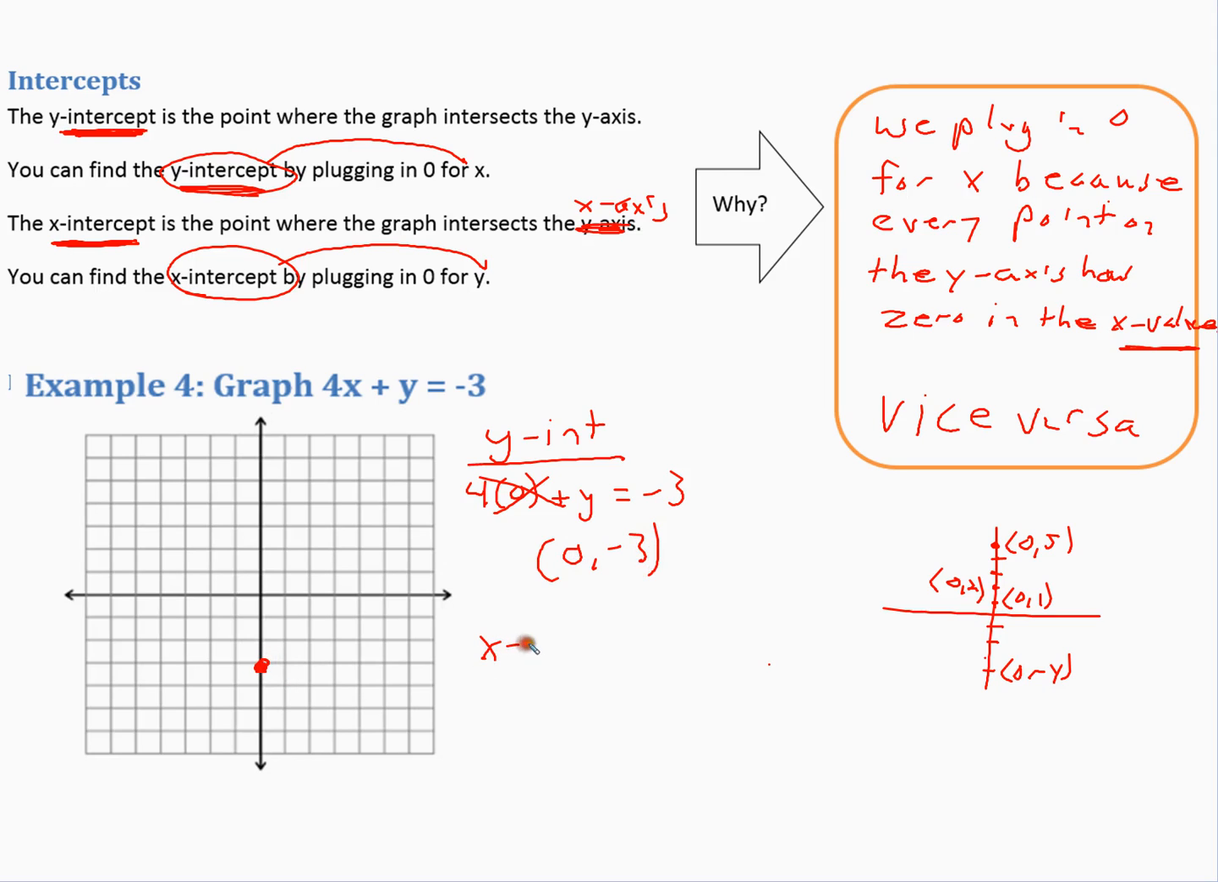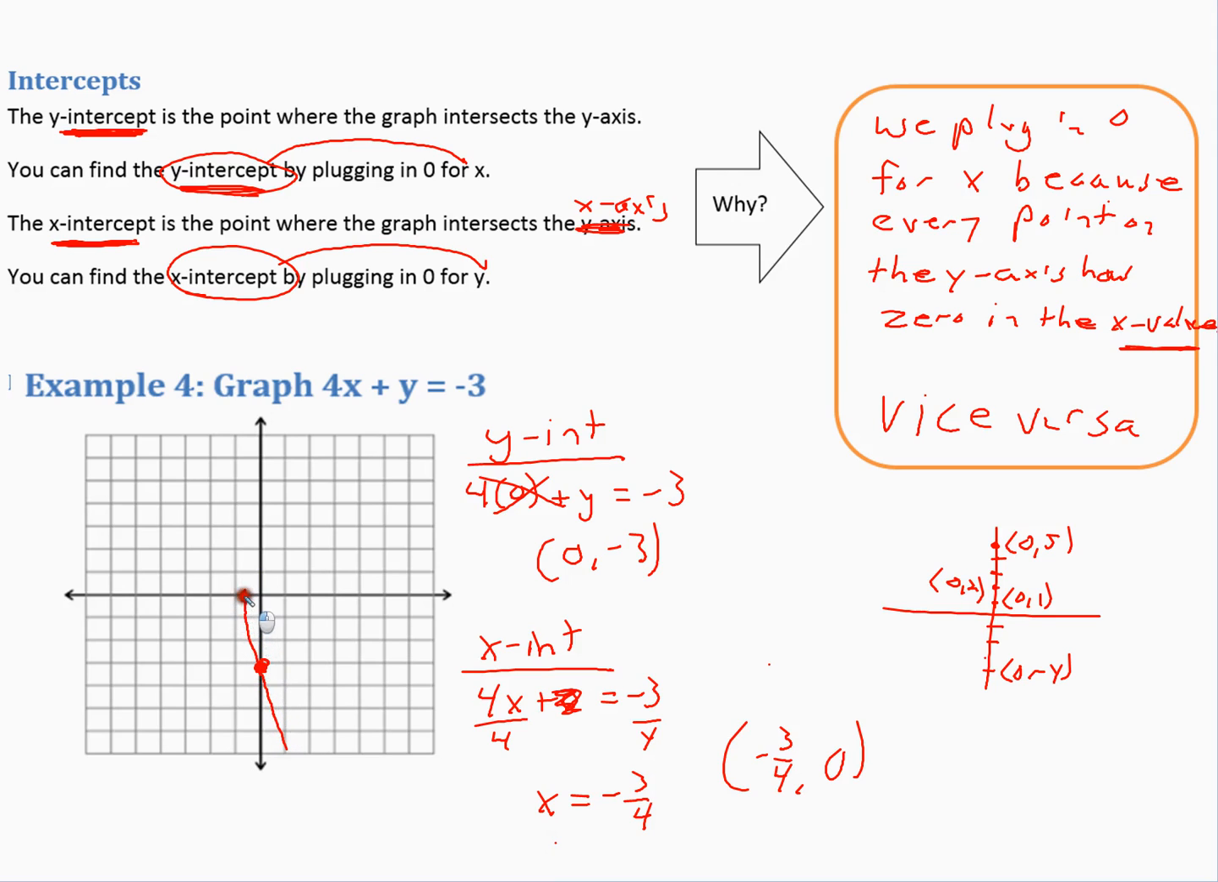And then the x-intercept is similar in that now you're going to put 0 in for y. So you have 4x plus 0 equals negative 3. This obviously doesn't matter, so we could divide both sides by 4. And we get x equals negative 3/4. So we put 0 in for y, and we got negative 3/4 in for x. And so negative 3/4, 0 is the x-intercept. And you can then graph that line.